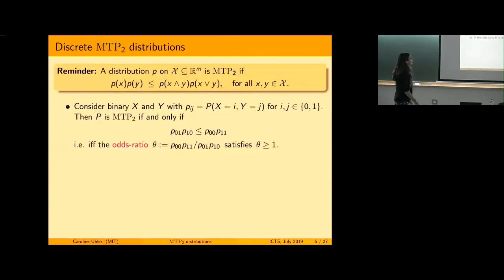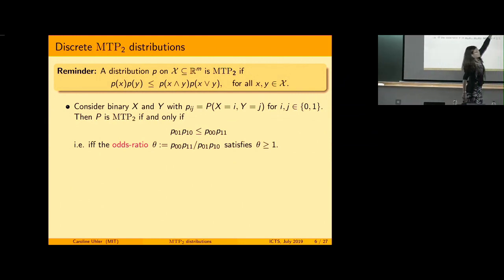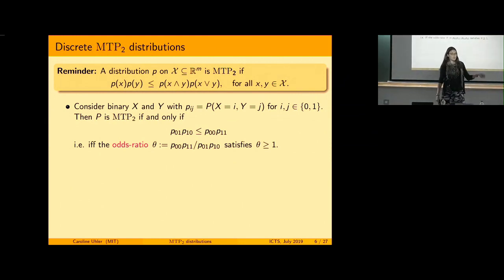Just as a reminder, what is the definition of MTP2? Let's look at what it means for binary distributions, to get a bit more intuition for this kind of constraint. Let me look at a two-dimensional binary distribution. What does it mean to be MTP2? I have to go through all possible x and y's in a two-dimensional binary setting, so that's 0,0, 0,1, 1,0, 1,1, and go through all possible such inequalities. If you write them all out, you'll see that there's only one non-trivial one, namely this one here.